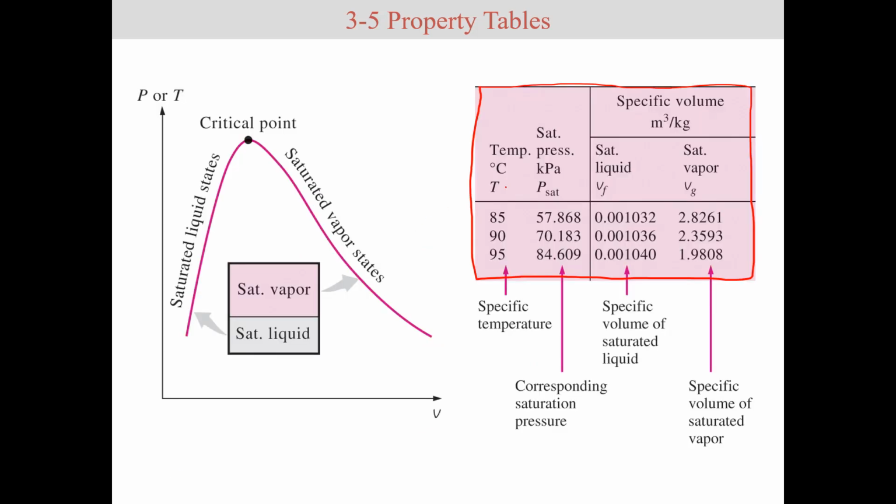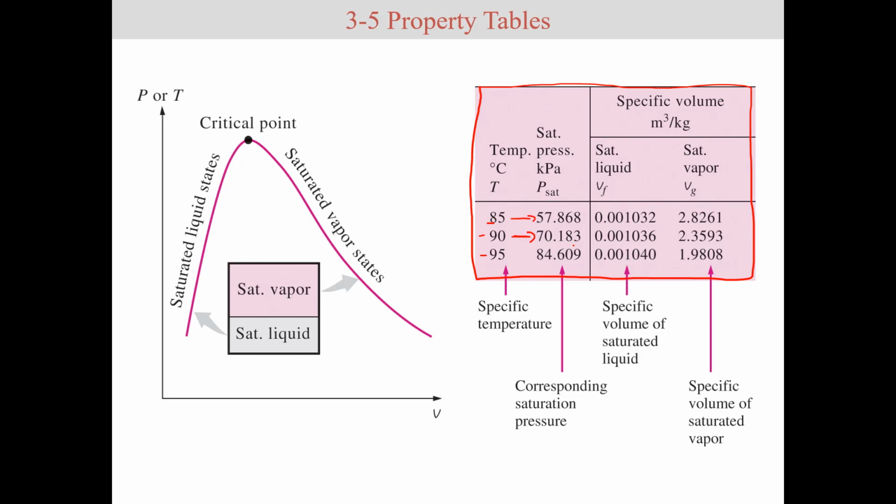If we look at table A4, it's incremented values of temperature, right? So all the properties are incremented according to temperature. Those are specific temperature points, and then they list the corresponding pressure that has to exist. It has to be that pressure. If you're at saturation and the temperature is 85 degrees, the pressure automatically has to be 57.868 kilopascals. If the temperature is at 90 degrees Celsius, the pressure automatically has to be 70.183 kPa.